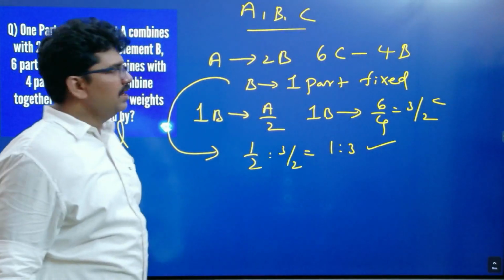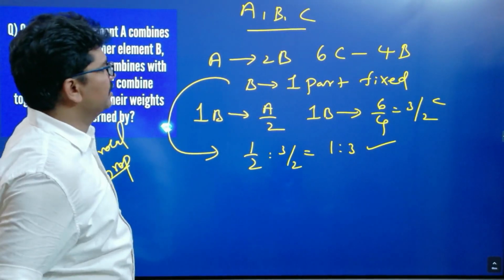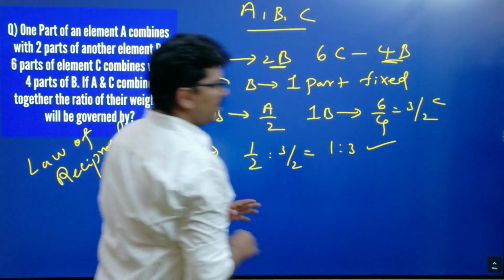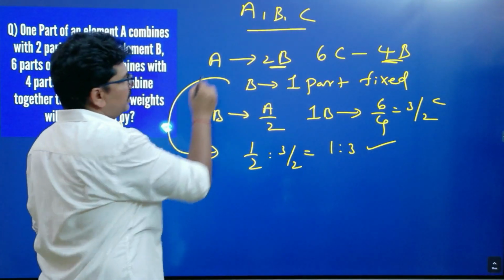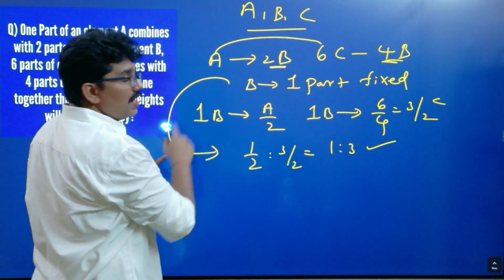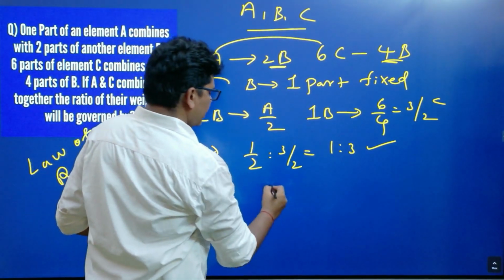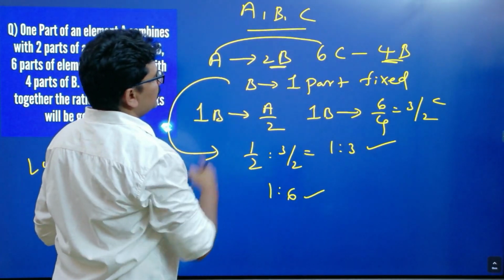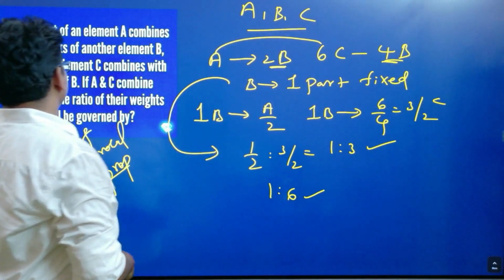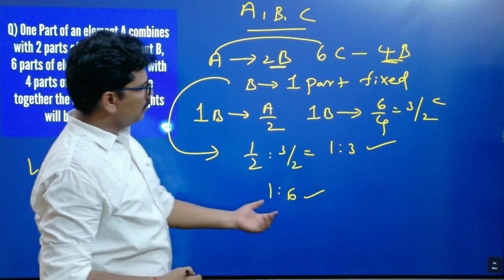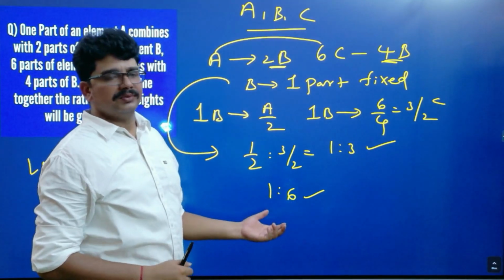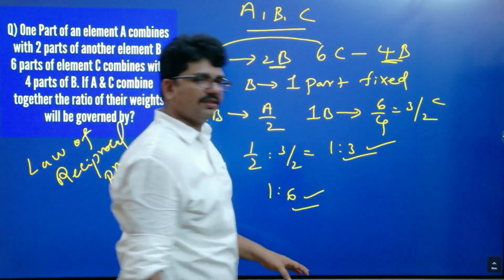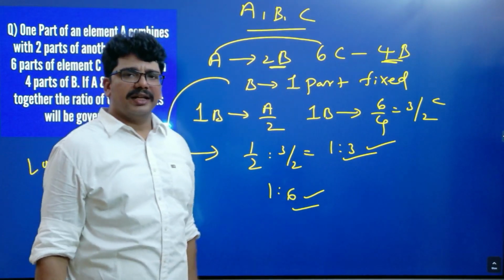This is our first ratio. And for the second ratio, what do we have to do? Direct combination. In the first case, we calculated the ratio with respect to B. Now the second case is when A and C are directly combined. That gives 1 is to 6, one part of A and 6 parts of C. So here the ratio is 1 is to 3, and here the ratio is 1 is to 6. Both are simple whole number ratios.